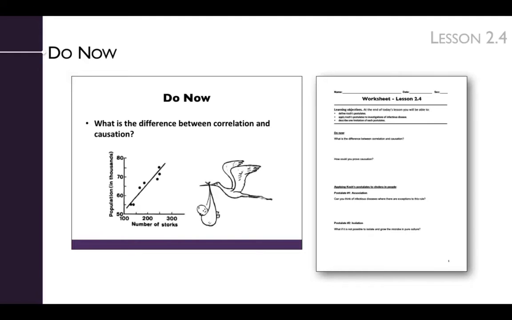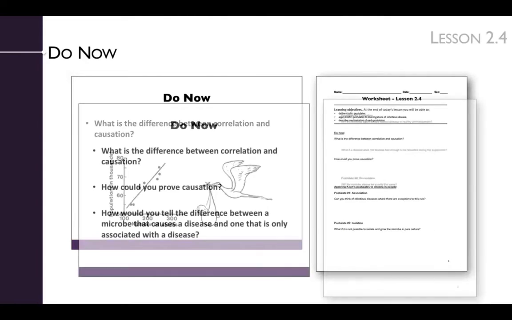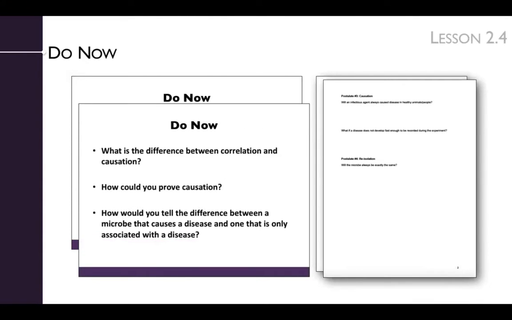Note that the lesson worksheet will be used throughout the do now and the discussion. Next, the students consider how we can tell the difference between a microbe that causes a disease and one that is only associated with a disease. The key point is to introduce the idea that intuition cannot be used to assess causation. Only experimentation can do this.